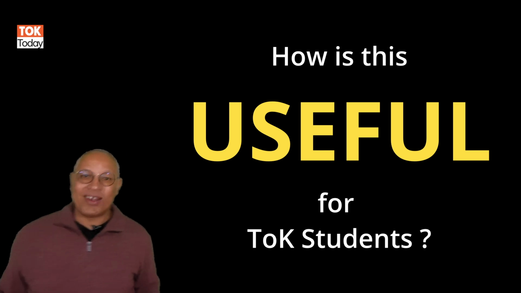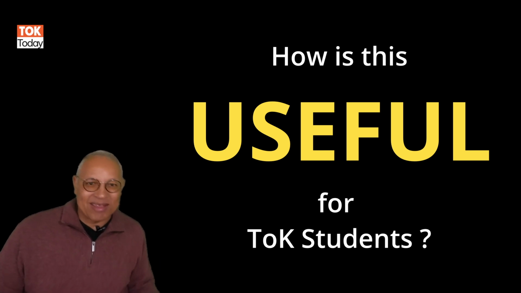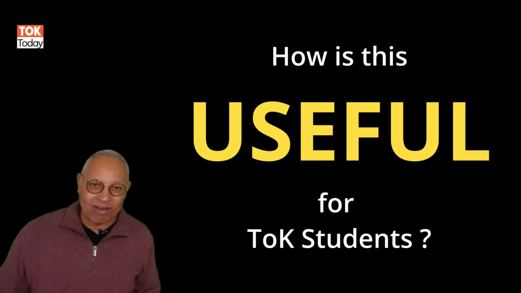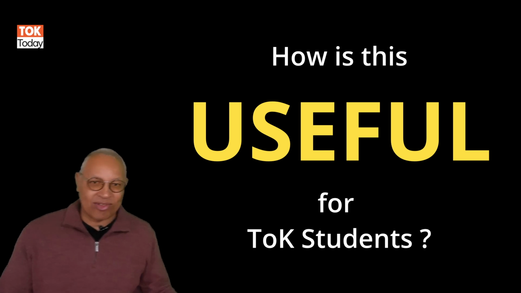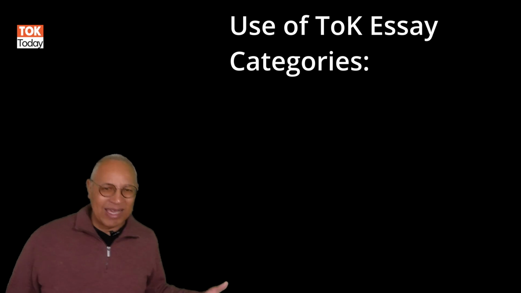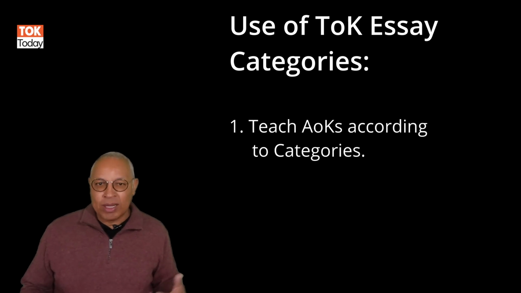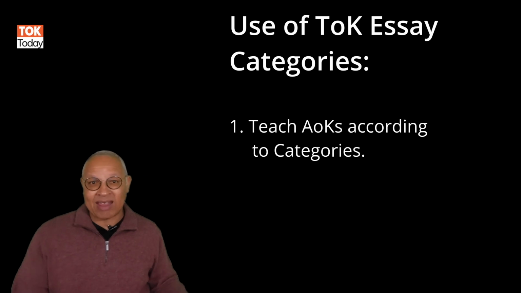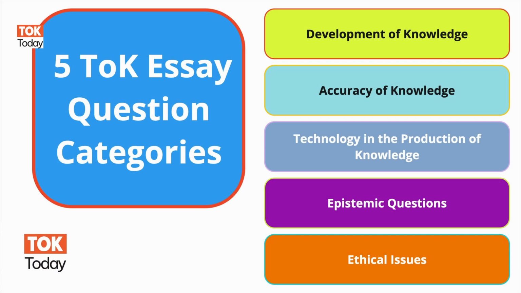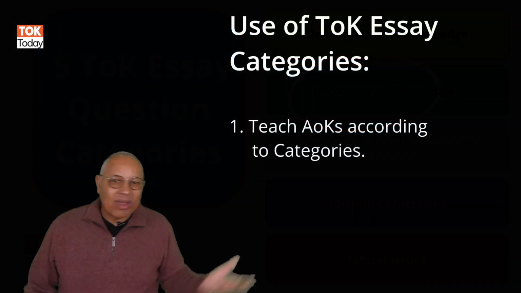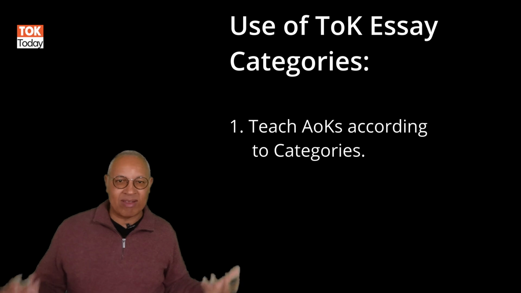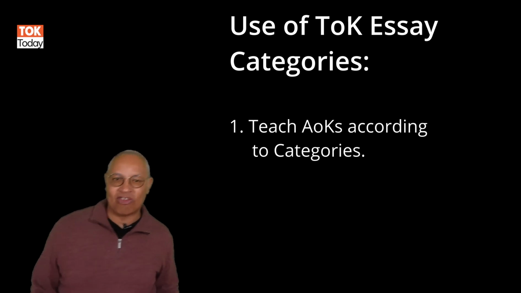And this brings me to the final section of today's video. How can we use these categories and this process to improve ToK learning and to improve the grades of our own students? Well, the easiest and most readily available teaching strategy is to focus learning of the knowledge frameworks on the essay categories themselves. So, for example, when we're teaching AOK Natural Sciences, we teach about the development of natural scientific knowledge. And when we teach AOK Human Sciences, we teach about the accuracy of human scientific knowledge, and so on and so on. These categories are very broad, so this strategy will still leave your students with a lot of freedom in question choice.